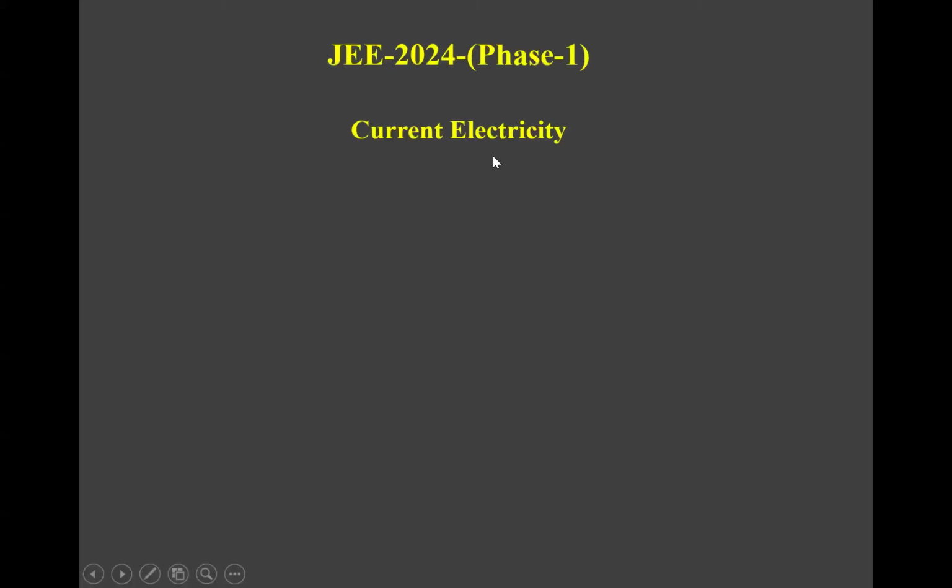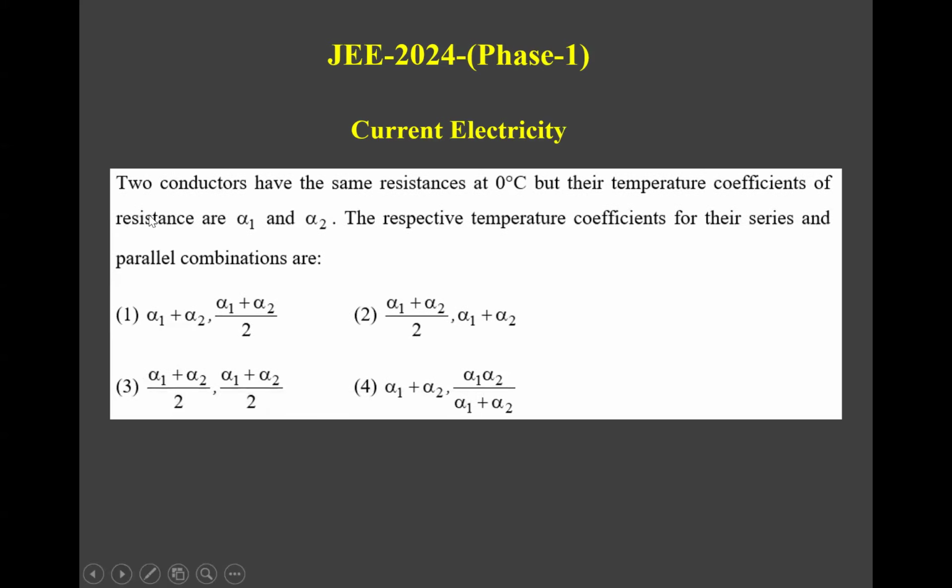Dear students, in JEE 2024 Phase 1, this question was from the chapter Current Electricity. The question is: two conductors have the same resistances at 0 degree Celsius, but their temperature coefficients of resistance are alpha 1 and alpha 2. The respective temperature coefficients for their series and parallel combinations are what?